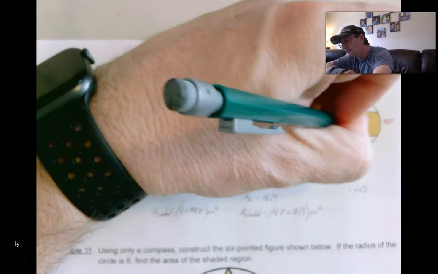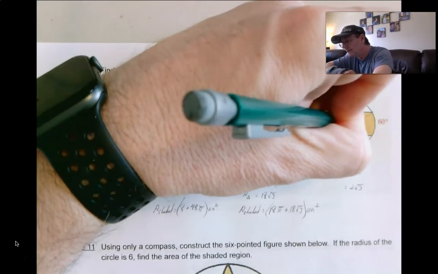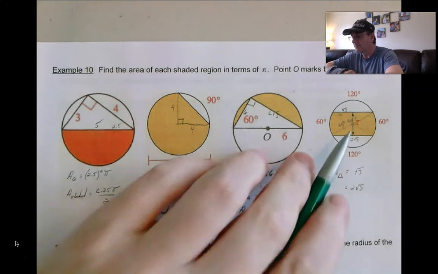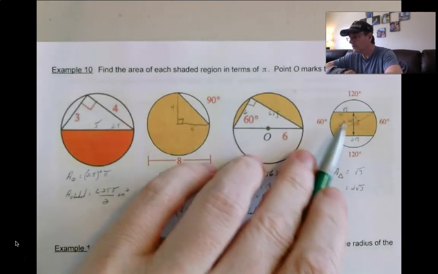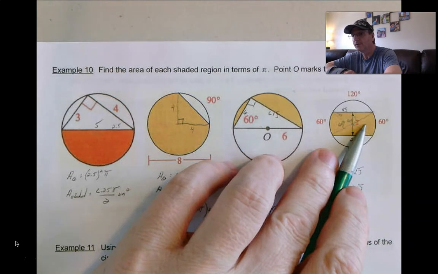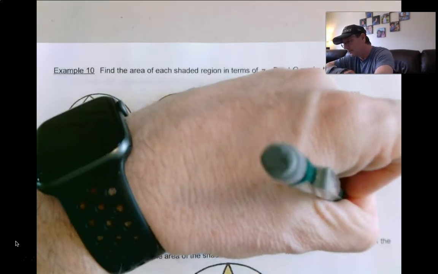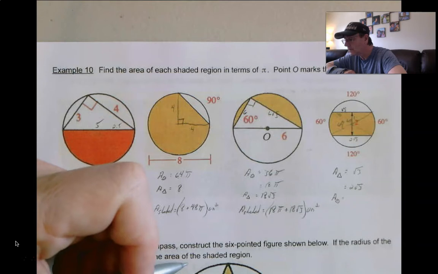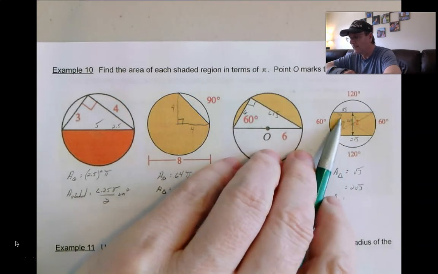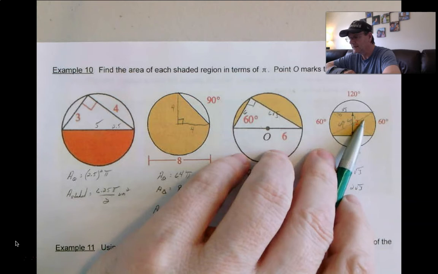This is 60 degrees, which is 1/6 of the whole circle, but we have 2 of them. So we really have 2/6 or 1/3 of the whole circle. So the area of the circle is, if this is 1, then the radius is also 2.